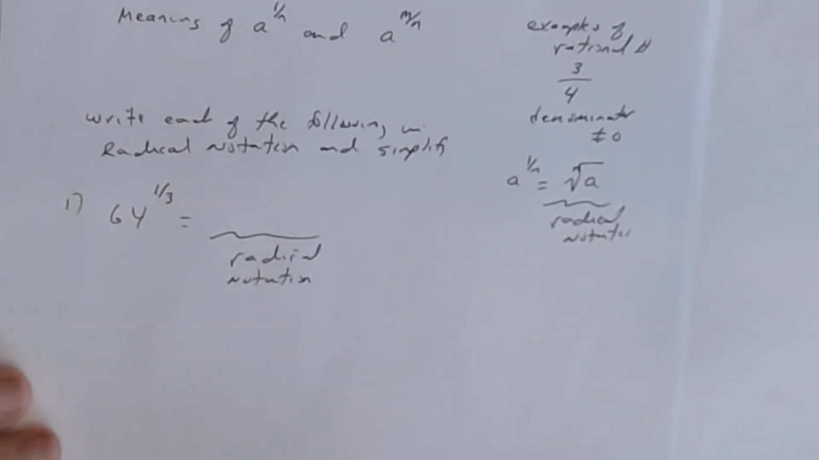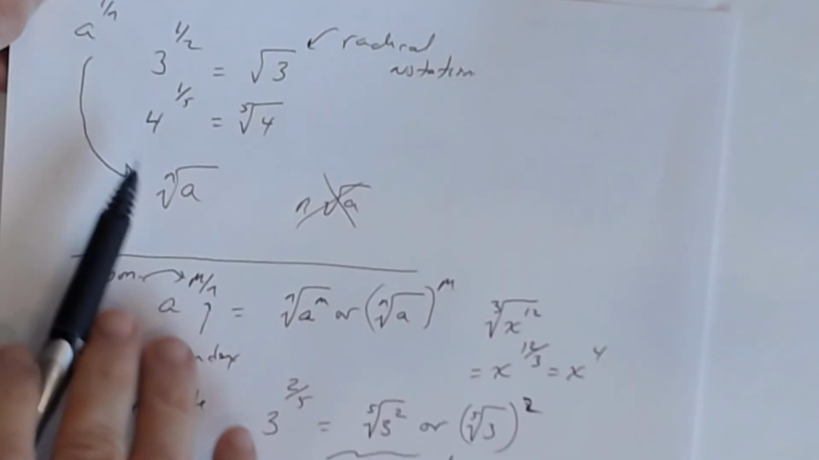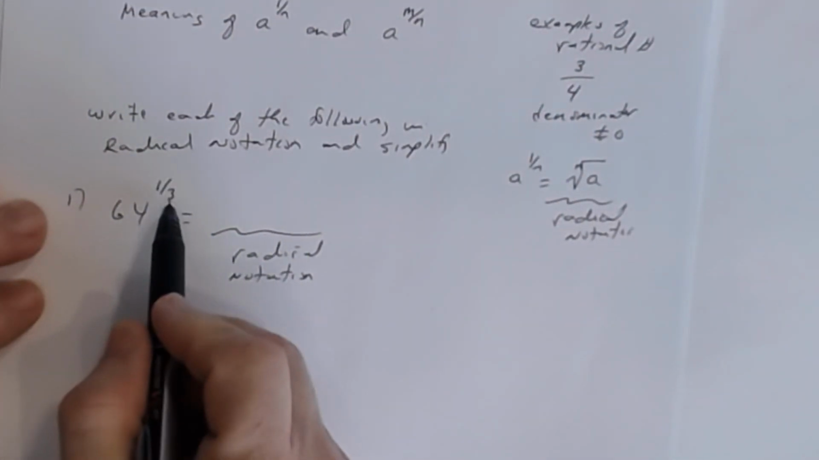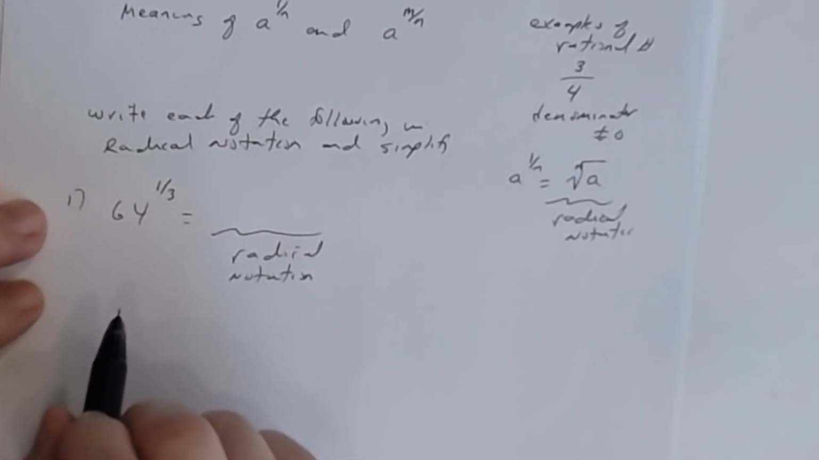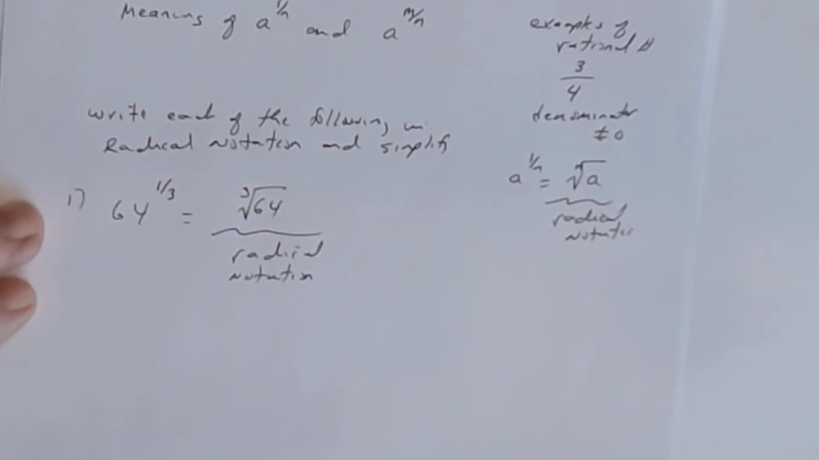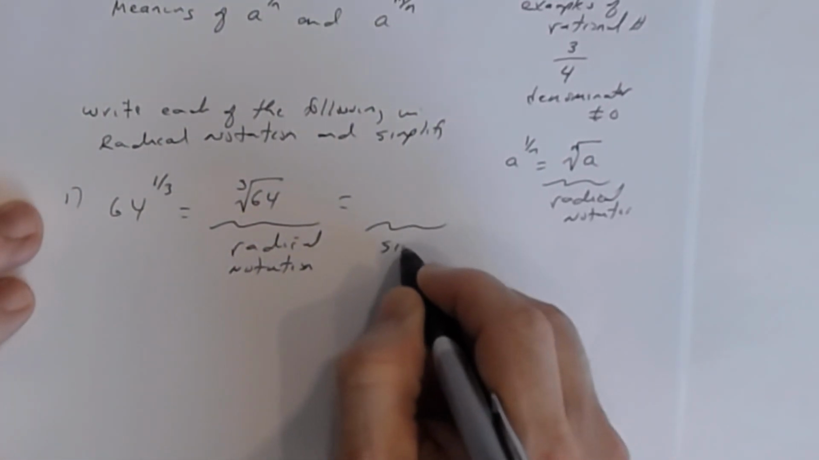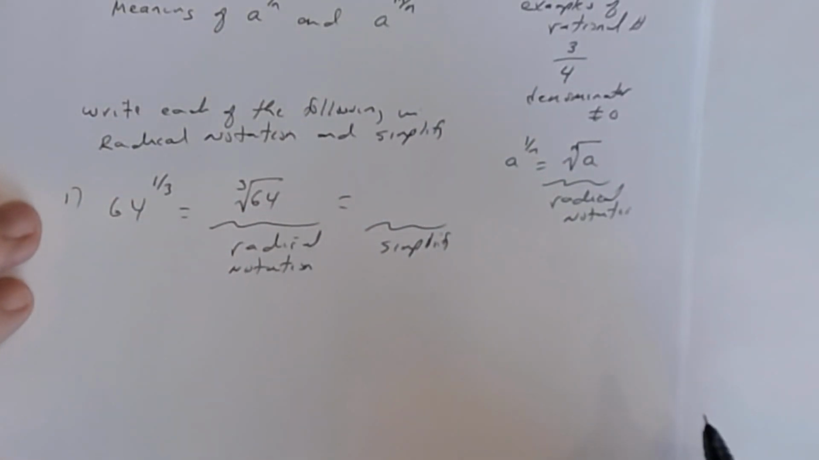According to these rules, the denominator is your index, the numerator is your exponent. So that will be the cube root of 64. All right, simplify. Then it's going to ask you to simplify, and you just figure out what the cube root of 64 is.